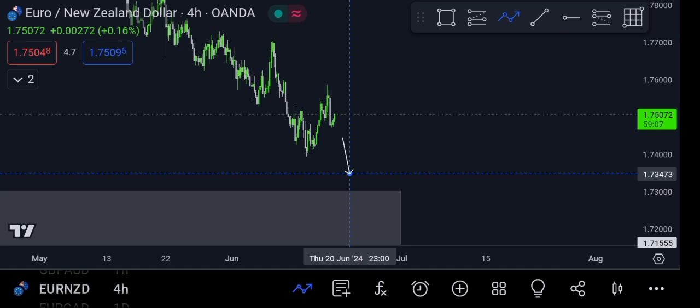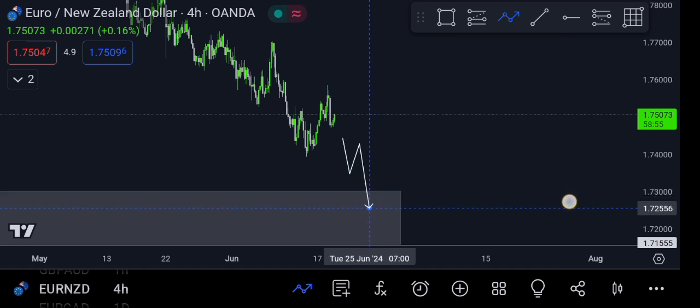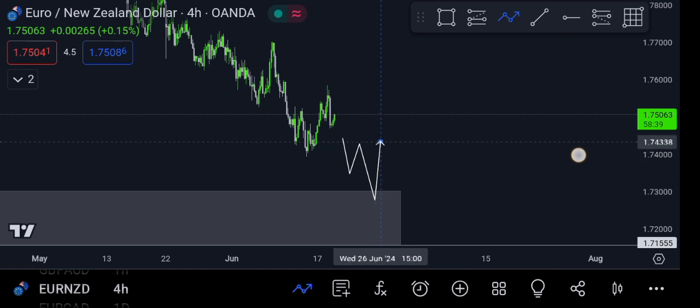So for me, I prefer using the 4 hour time frame, because it gives me good trades, guys, compared to the other higher time frames like the 6 hour time frame and 8 hour time frame. I use the 4 hour time frame. So guys, we need to see the market do something like this from the 4 hour time frame.